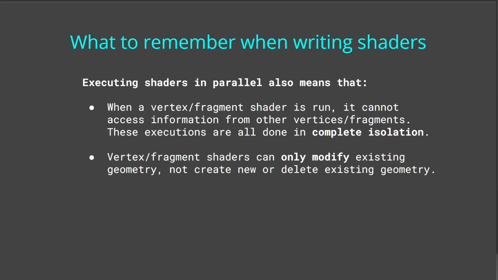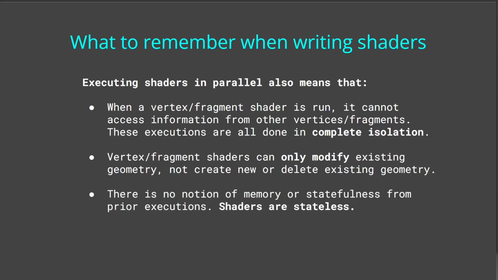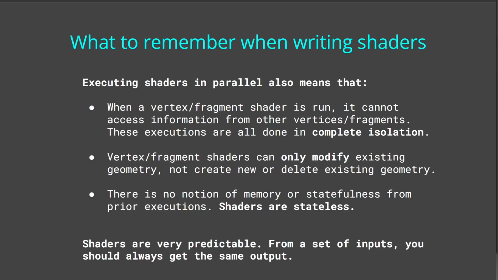Second, the vertex and fragment shaders can only modify the existing geometry, what is related to them, not create new or delete existing geometry. So within the execution of a vertex shader, we'll only have access to that specific vertex that it's being executed for and some properties around that vertex. And similarly for a fragment, it will have all of the data related to the specific pixel that it's coordinating for, not any other pixels. And the last consequence is that there's no notion of memory or statefulness from prior executions. Shaders are completely stateless. But this also means that shaders are very predictable: from a specific set of inputs, you will always arrive at the same output.